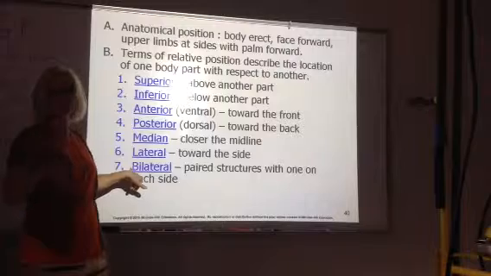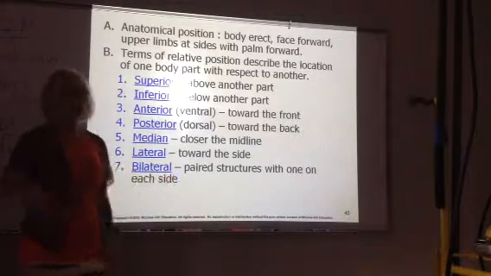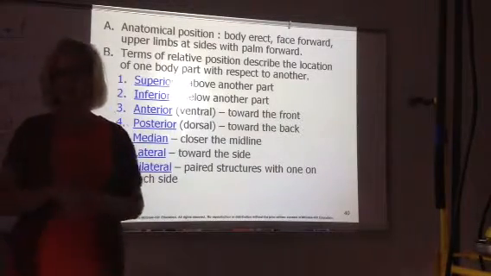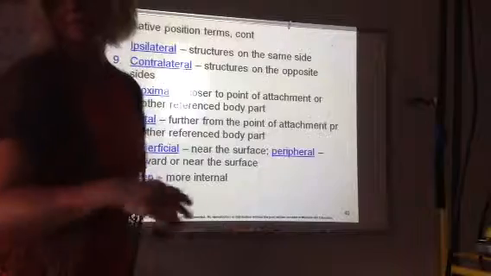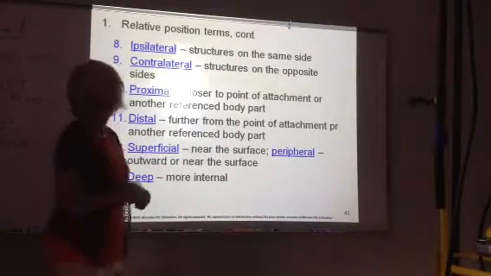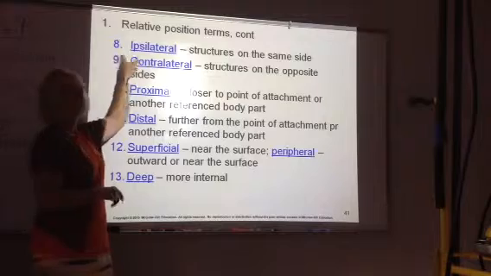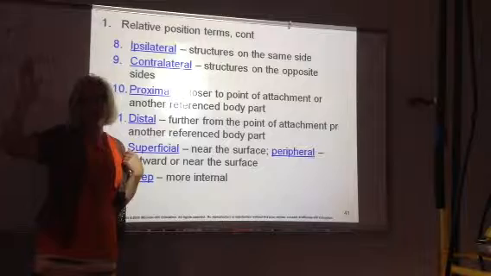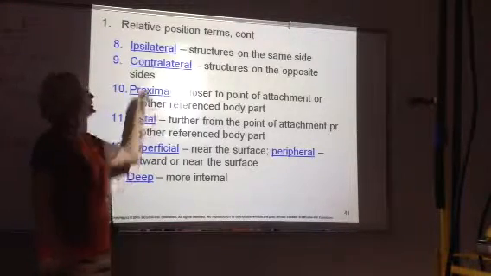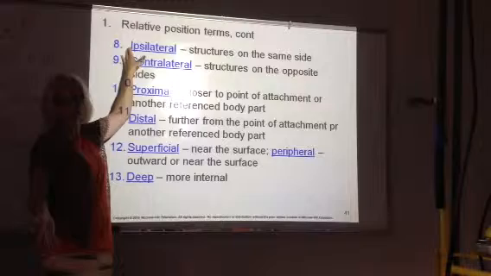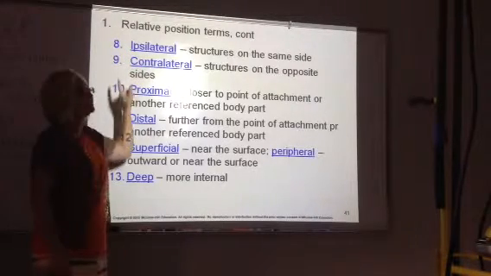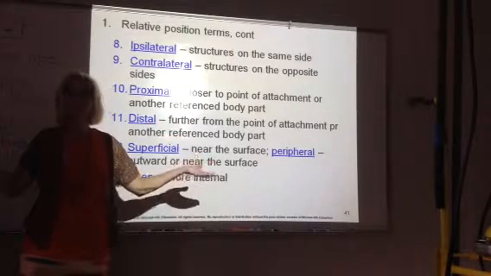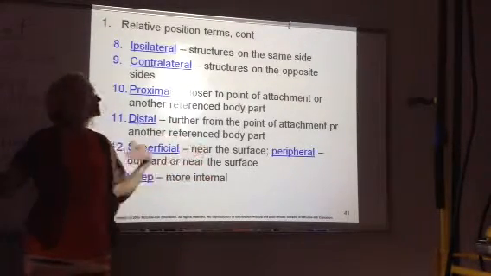Bilateral would be like your arms and legs. They are paired structures. You have one on each side. So bilateral will always be paired structures. Ipsilateral and contralateral. Ipsa means same side. So my right arm and my right leg are ipsilateral. They're on the same side. Contralateral, my right arm and my left arm are contralateral. They're on opposite sides.